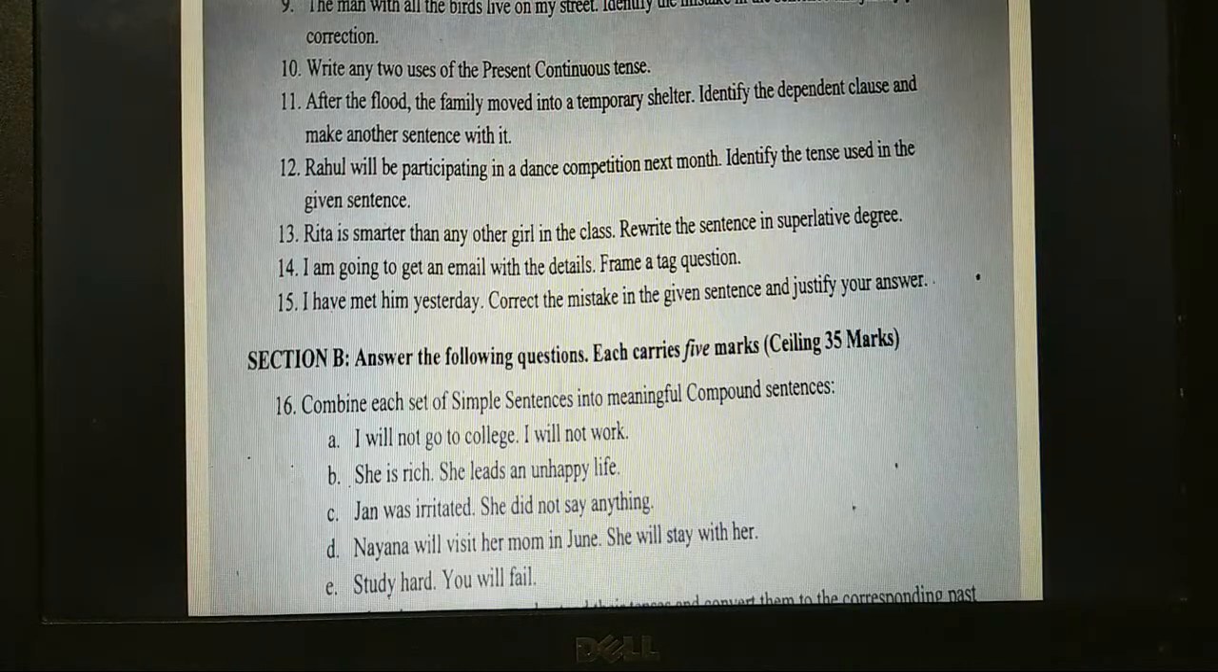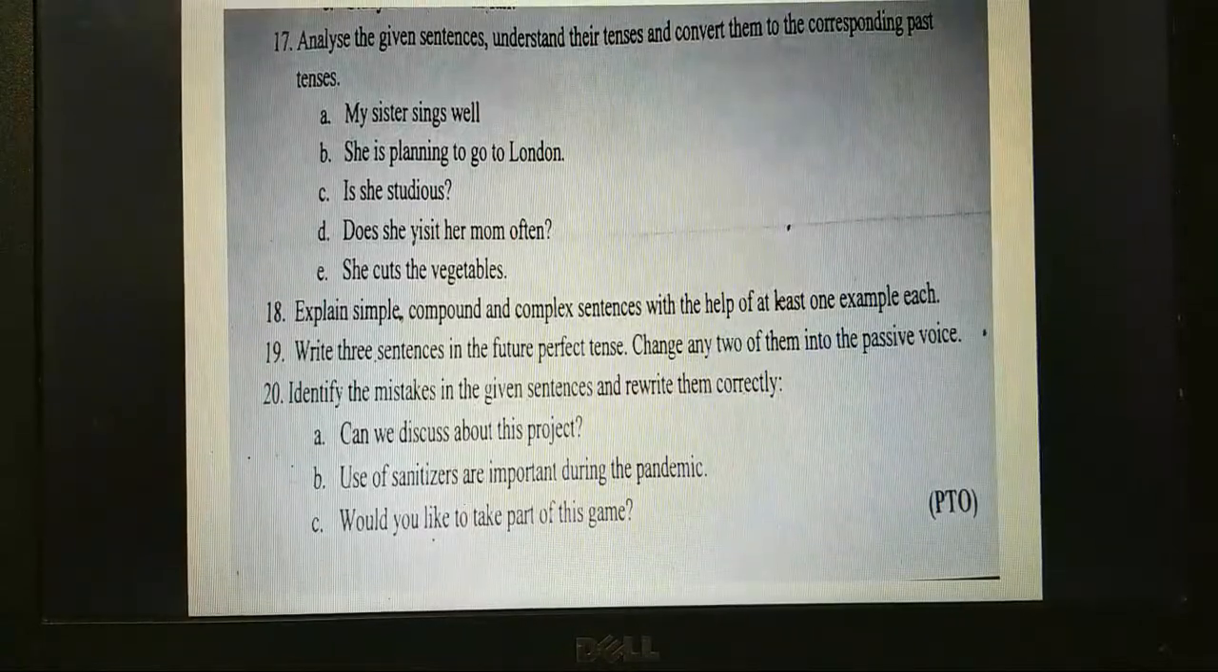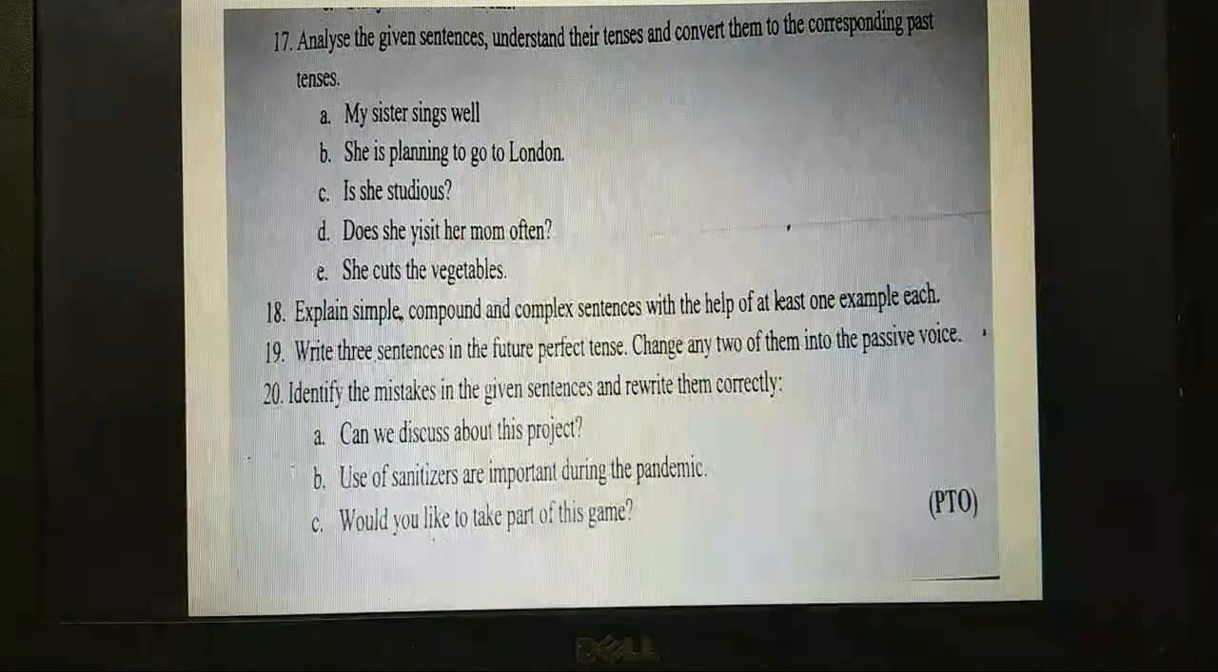Now we are changing the slide. We come to the 17th question. Analyze the given sentences, understand their tenses and convert them to the corresponding past tenses. So here we have 5 sentences. You have to change them into past tenses.